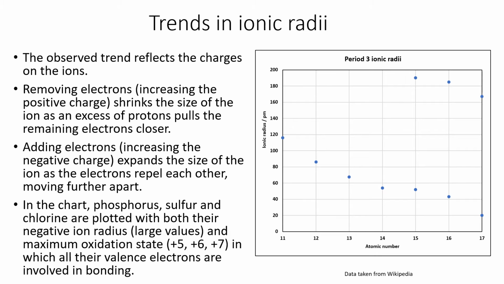Of course, the x-axis stops at chlorine, because after chlorine comes argon, and argon doesn't form any ions, so ionic radius isn't relevant for argon.